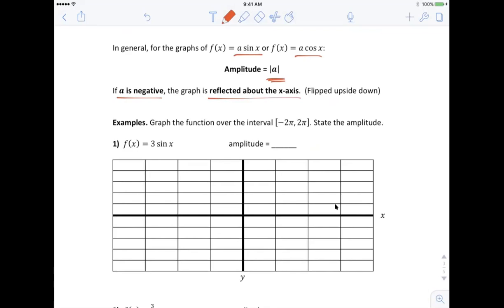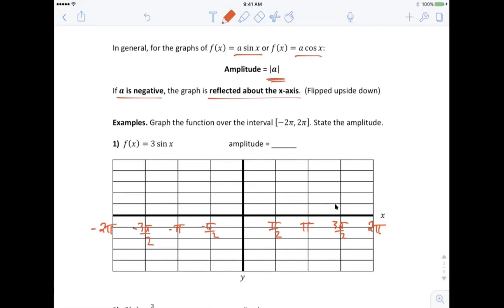So an example: let's graph f of x equals 3 sine x between -2 pi and 2 pi. I'll stick with red here. That's my 2 pi, and there's -2 pi. If that's 2 pi, this is pi. Half of pi is pi over 2, and that's 3 pi over 2. Those are the standard values. The negative side is the same numbers, but negative. So I've labeled my x-axis.